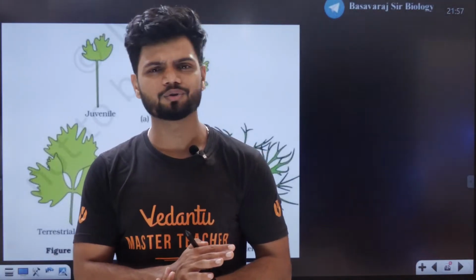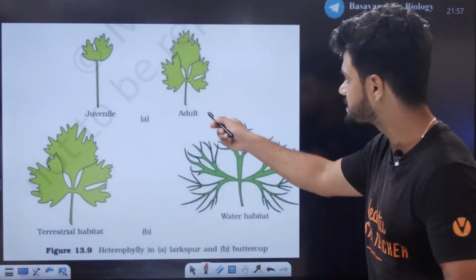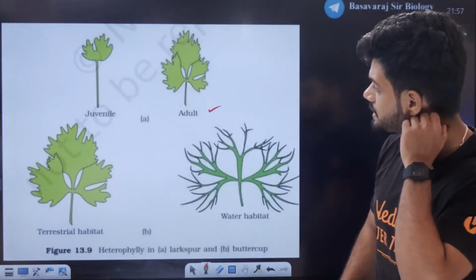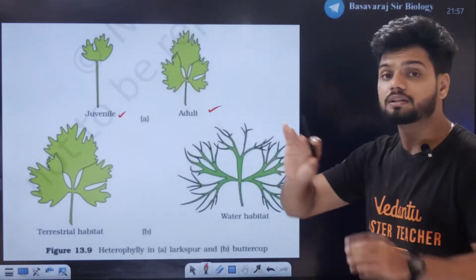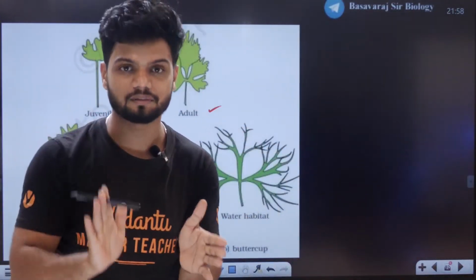It can occur due to different phases or due to different environmental stress. For example, this is the phase example. Example A, that is the larkspur example. In the juvenile stage, the leaf looks something like this, but in the adult stage, the leaf will completely change shape. So, a change in the normal pattern.